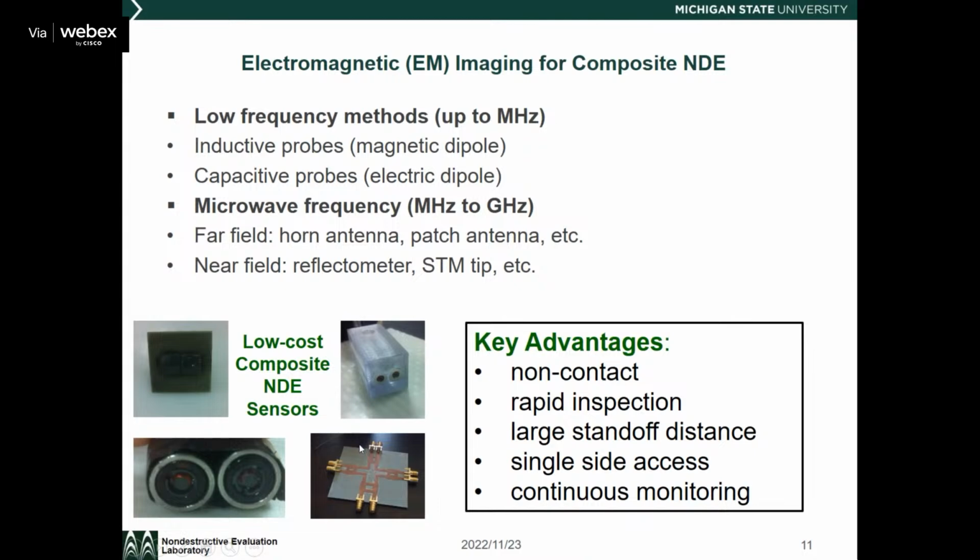The key advantages of those EM measurements for composites are that you want non-contact measurement, so there's no coupling in between. You want rapid inspection of composites, and most of the time the structure has large dimensions or physical sizes, so you have to conduct the NDE rapidly and also maintain a large standoff distance, where the distance between your sensing system and the object should be large. You want to have single access.